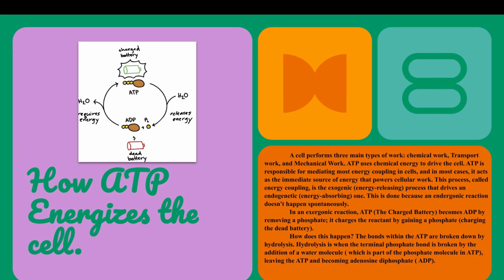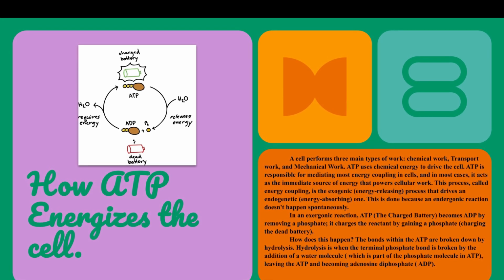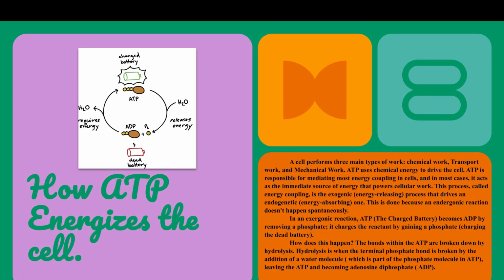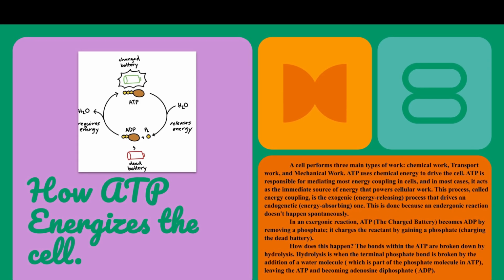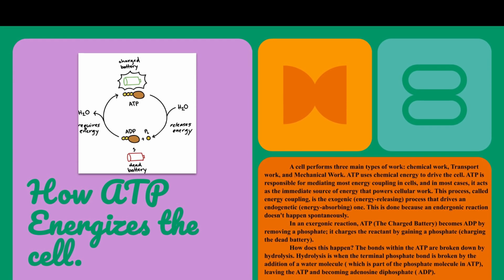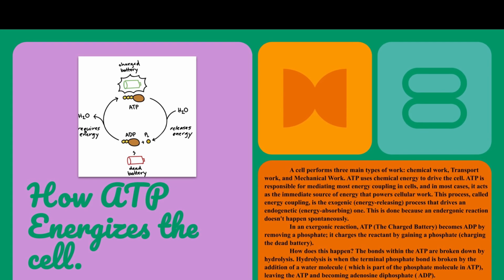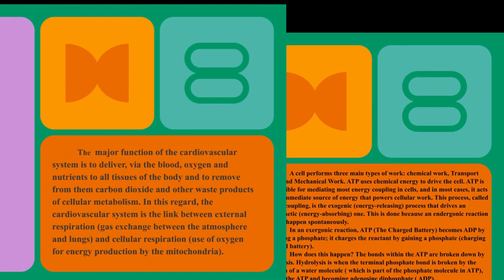This energy coupling links exergonic, which is energy releasing processes, to endergonic, which is energy absorbing ones, as endergonic reactions are not spontaneous. In an exergonic reaction, ATP loses a phosphate to become ADP, while the reactant gains a phosphate. This occurs through hydrolysis, where a water molecule breaks the terminal phosphate bond in ATP, forming ADP.